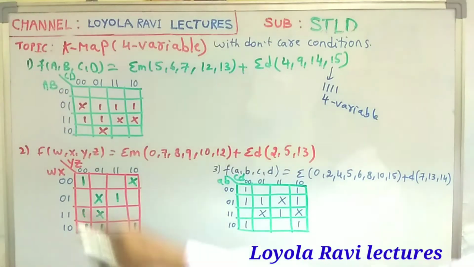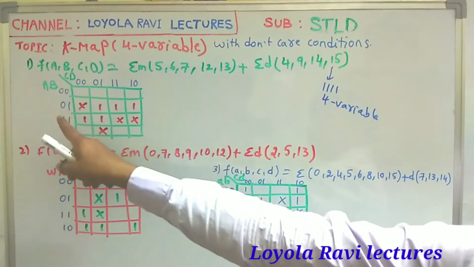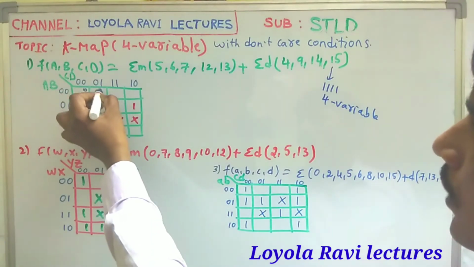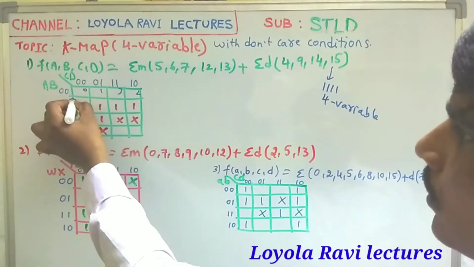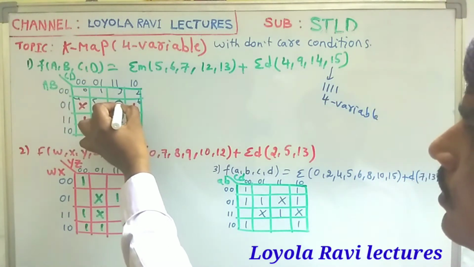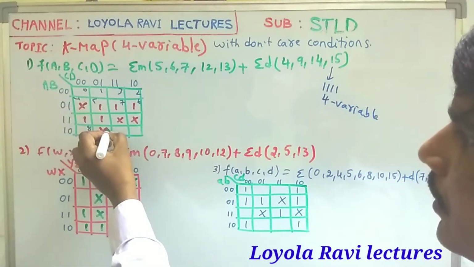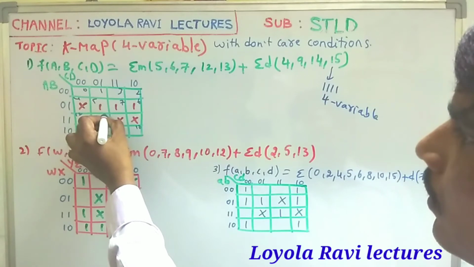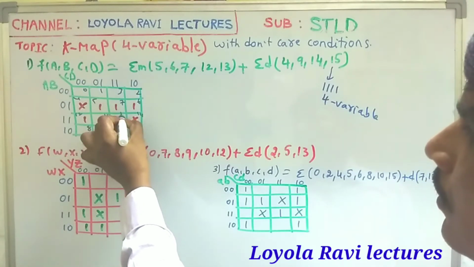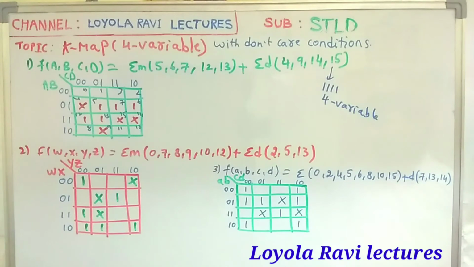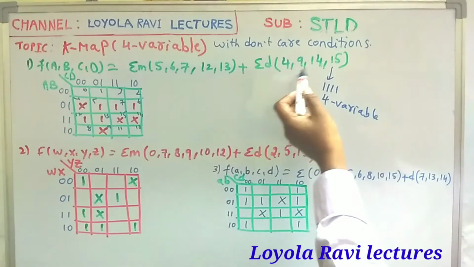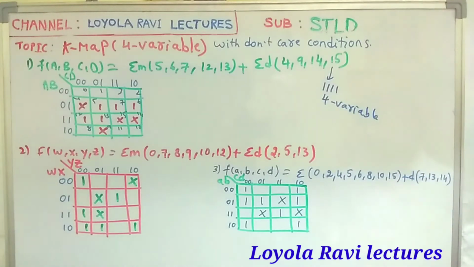Variables are a, b, c, d, with 0, 0, 0, 1, 1, 1, 1, 0 along both axes. I think all of you know the positions very well. This is the 0th location, 1, 2, 3, 4, 5, 6, 7, 8, 9, 10, 11, this is 12, 13, 14, 15. We already know the locations. Then you have to place all the minterms 5, 6, 7, 12, 13, 4, 9, 14, 15.